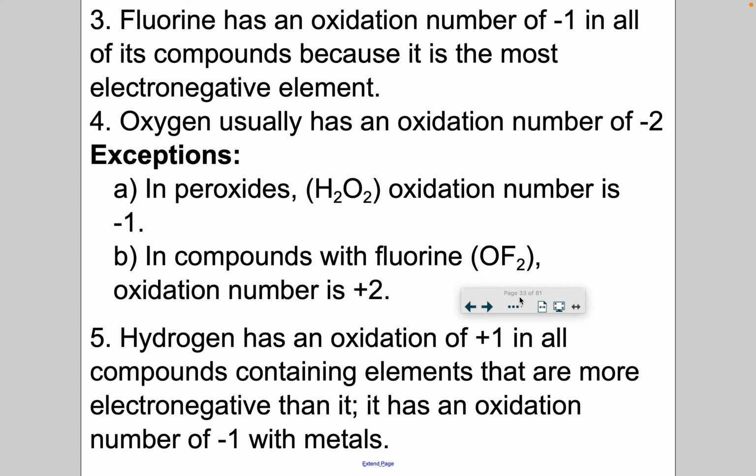Rule number 5 deals with hydrogen. It has an oxidation state of +1 in all compounds containing elements that are more electronegative than it. And if it's with a metal, then it's going to be a -1 because metals have the positive charge.